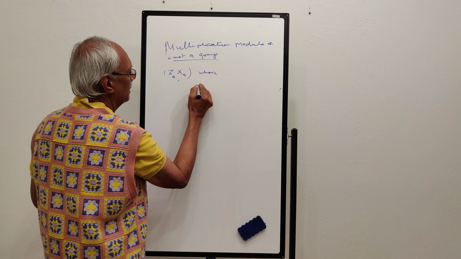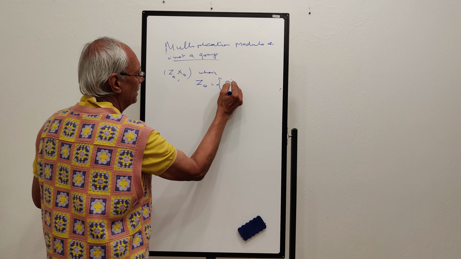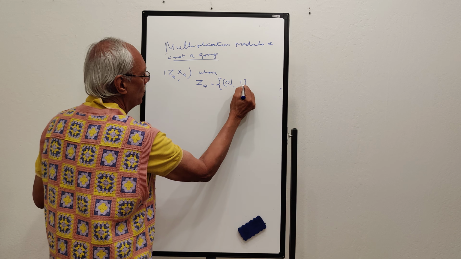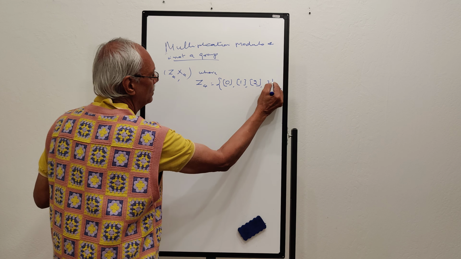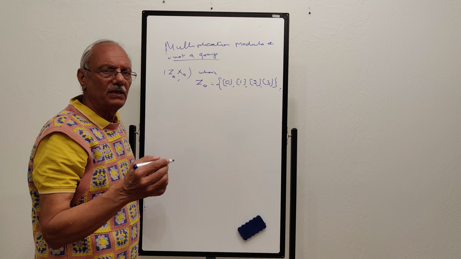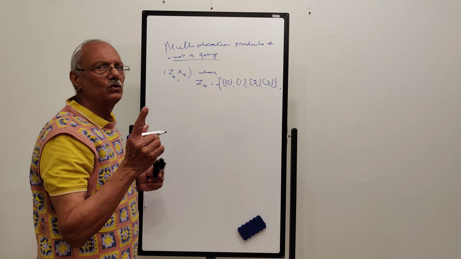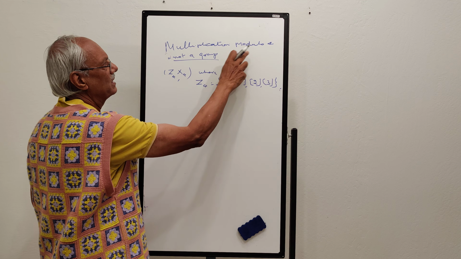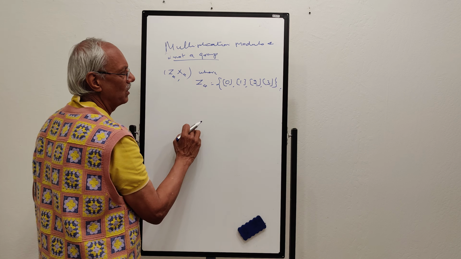Where Z4 is equal to {0, 1, 2, 3}. You just go through the first lecture on addition modulo 6. This is multiplication modulo 4, and here you see how we get these elements.